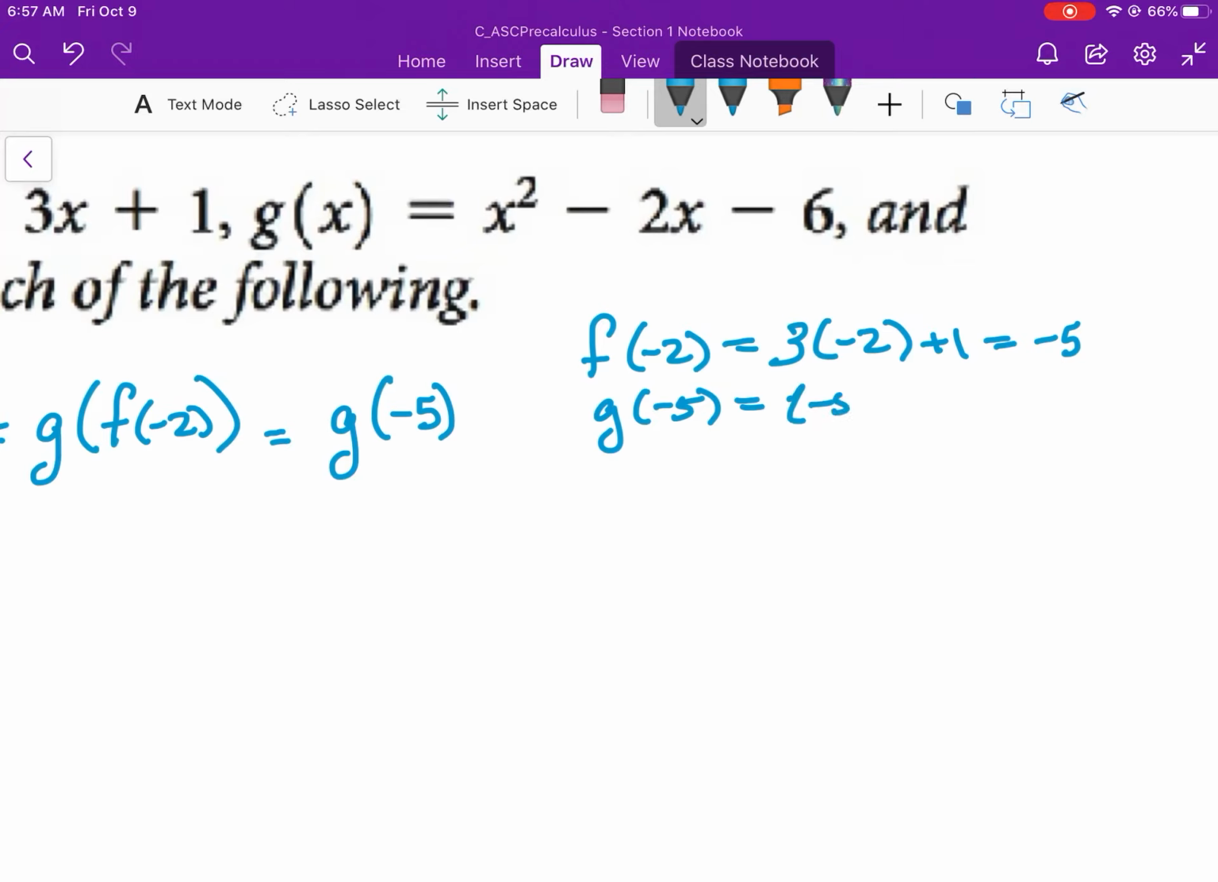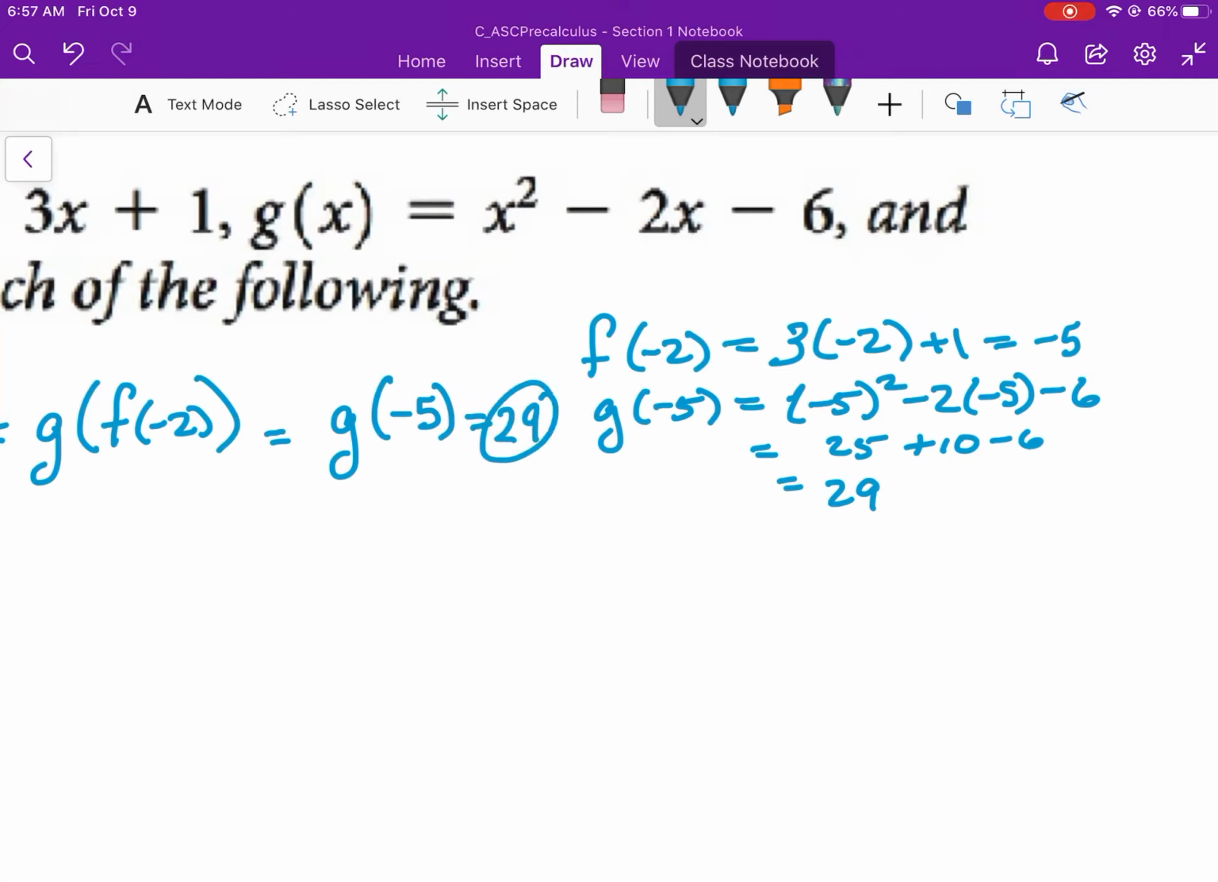is, g says negative 5 squared minus 2 times negative 5 minus 6. So 25 plus 10 minus 6, I think that's 29 this morning. I don't know. So this is 29. Okay? So that's how I do these. I'm going to skip the one in the middle because I don't have enough room.